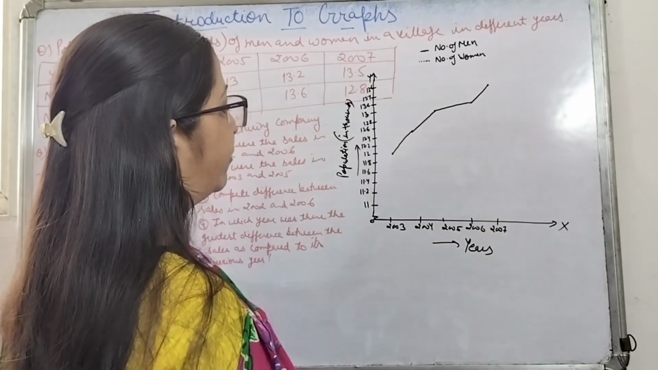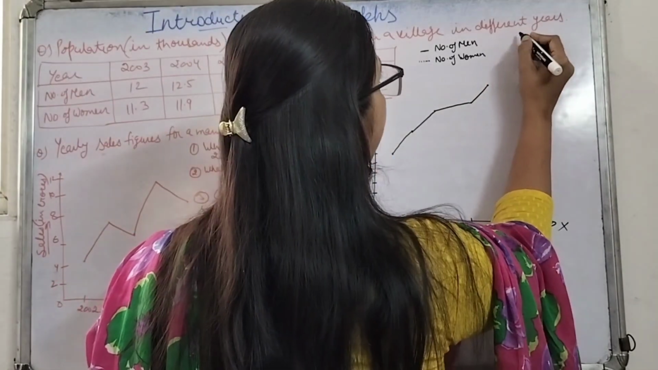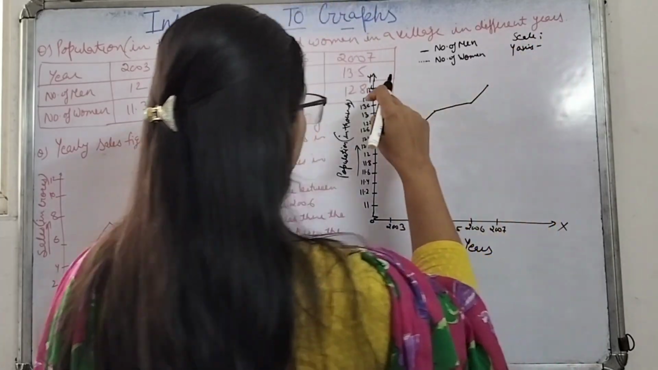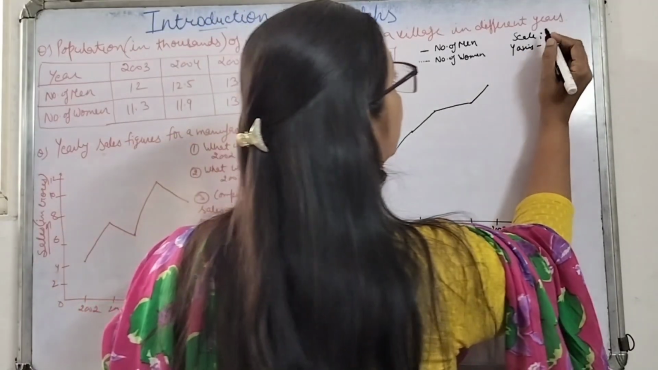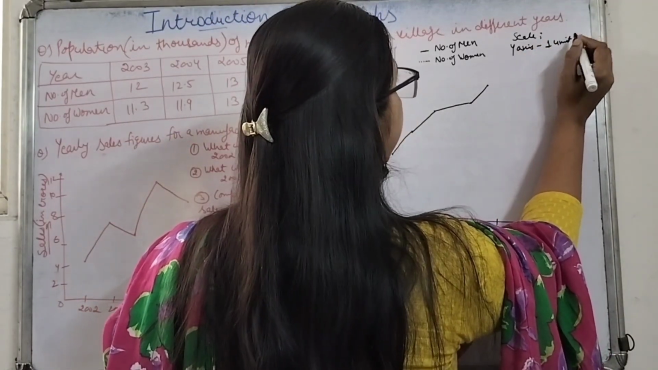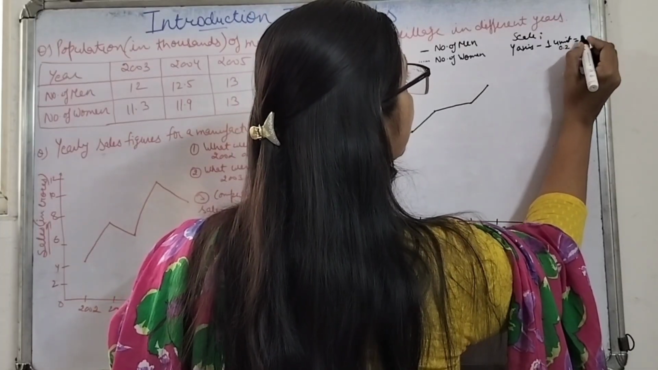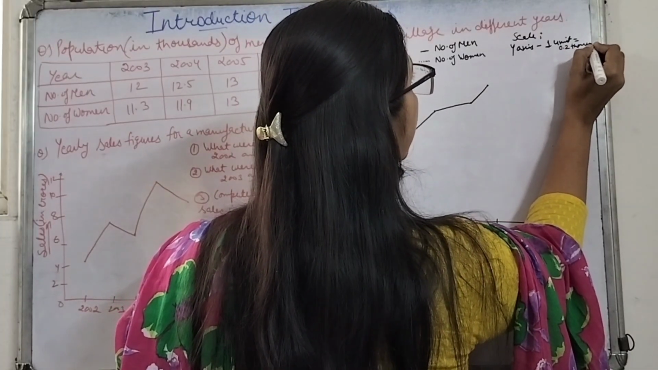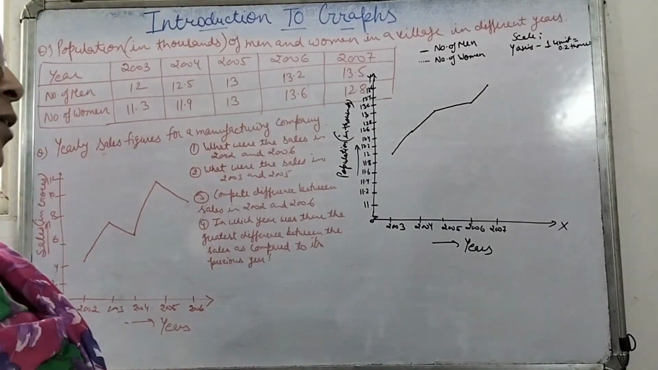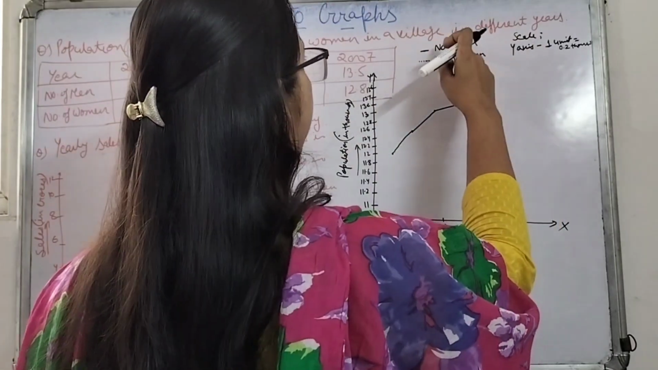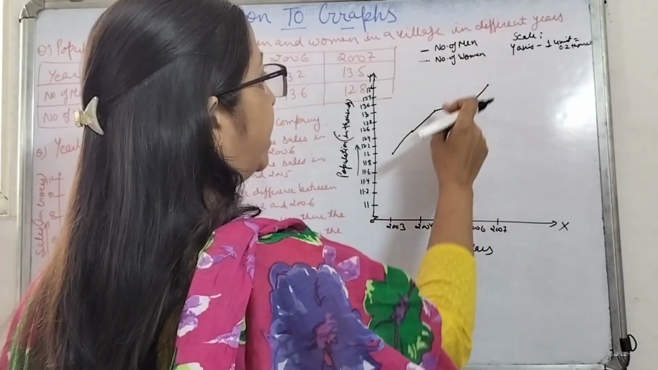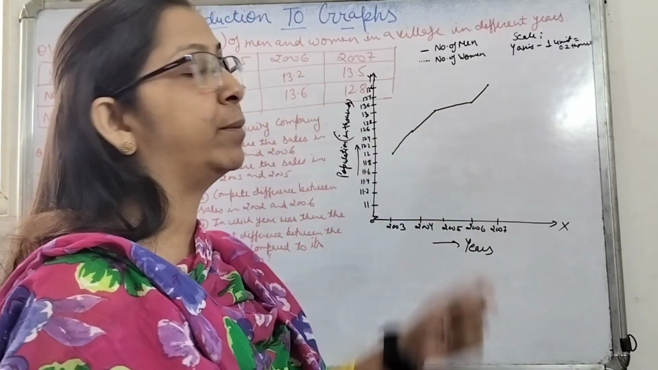Whatever scale we have taken on the y-axis, 1 unit is 0.2 thousand. 1 unit, or you can say 1 centimeter, is equivalent to 0.2 thousand, or you can say 200 even. This is the scale we have taken on the y-axis. Whatever scale we have taken, we will mention that, along with which line shows what. Over here, this straight line shows the number of men. Another line we will make will show the number of women.